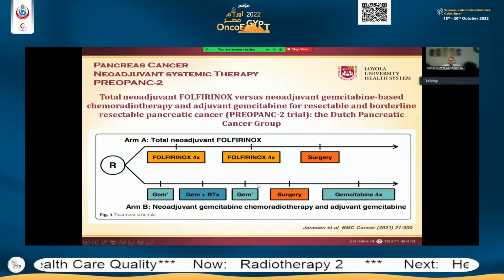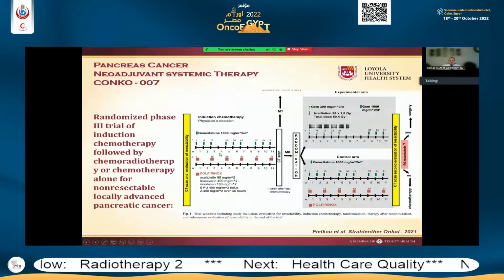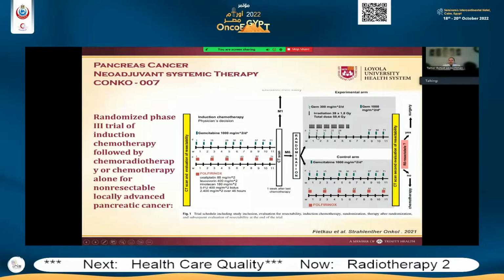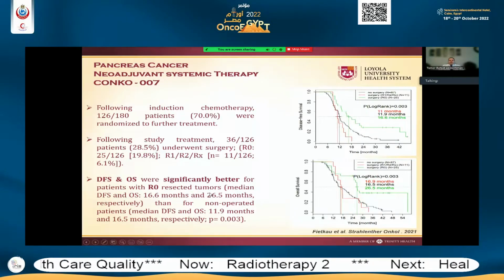Again, I don't think that's a fair study because we know that FOLFIRINOX works better than gemcitabine, and there is no radiation component in this arm here. And then we have the OncoEgypt study, which was a randomized phase 3 study, including induction chemotherapy followed by chemoradiation or chemotherapy alone for non-resectable locally advanced pancreatic cancer patients in the neoadjuvant setting.